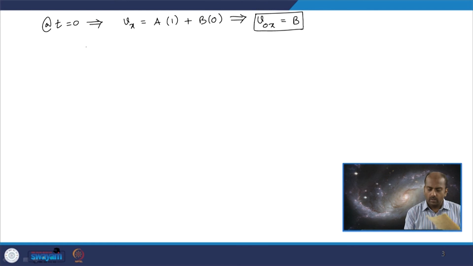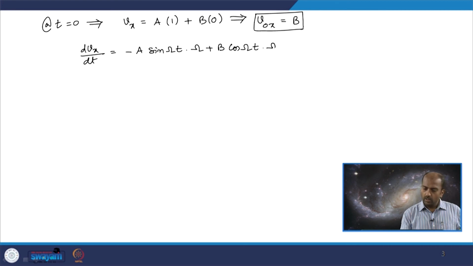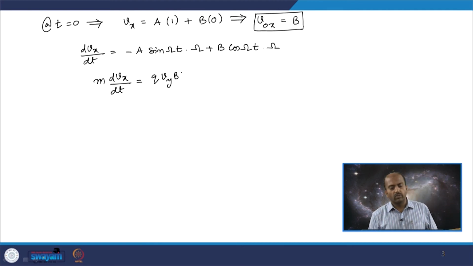Now, we already have dVx by dt, which is written as minus a sin omega t times omega plus b cos omega t times omega. And in addition to this, we have one equation which is m dVx by dt is equal to q times Vy B. This is from the original equation that we have, obtained by resolving the cross product.